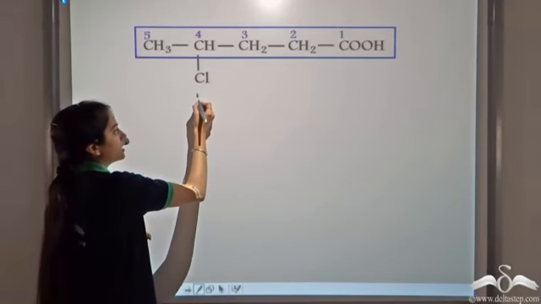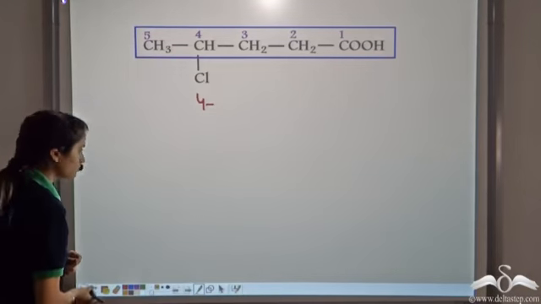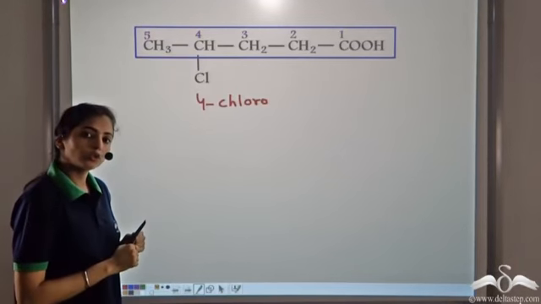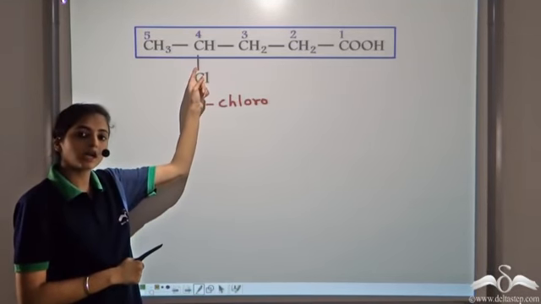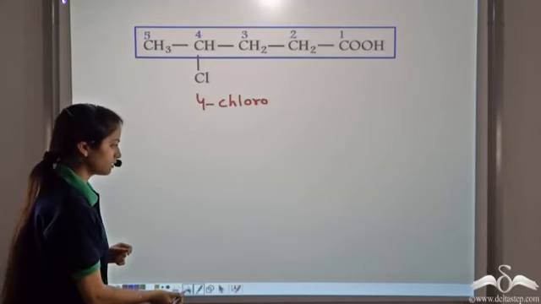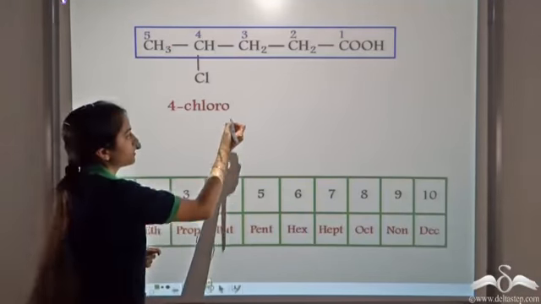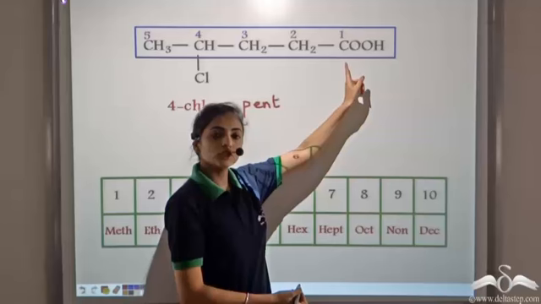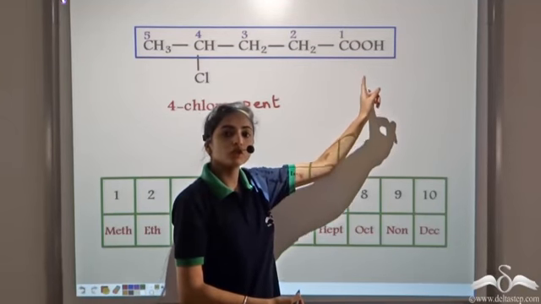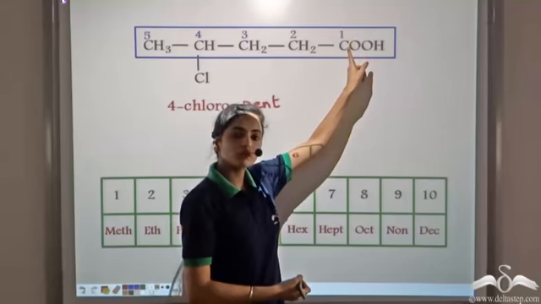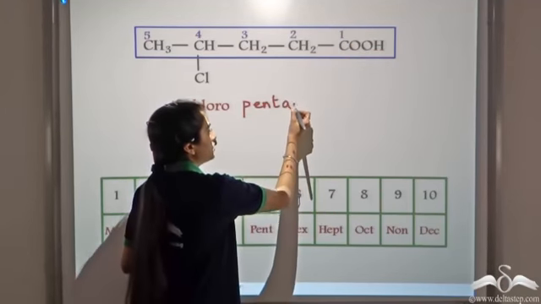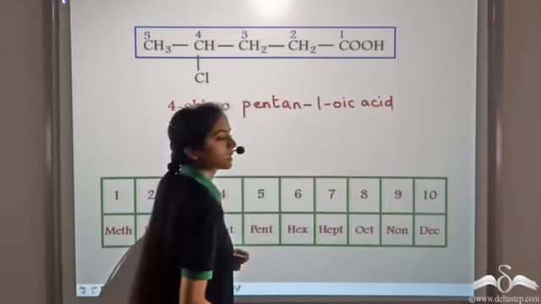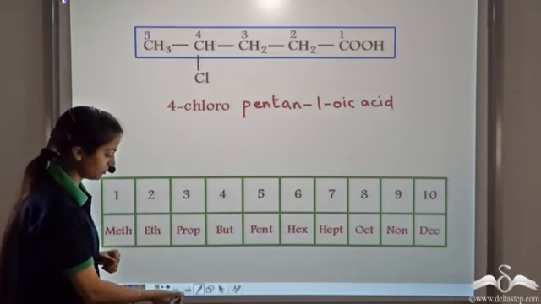So the prefix of this organic compound becomes 4-chloro. To give the word root, we look at the number of carbon atoms in the longest carbon chain. There are 5 carbon atoms. So 5 means pent. Now, the functional group present is the carboxylic acid group. So we use the suffix oic acid since it's present at position number 1. So we write pentane 1 oic acid. So this is the IUPAC name of this organic compound.